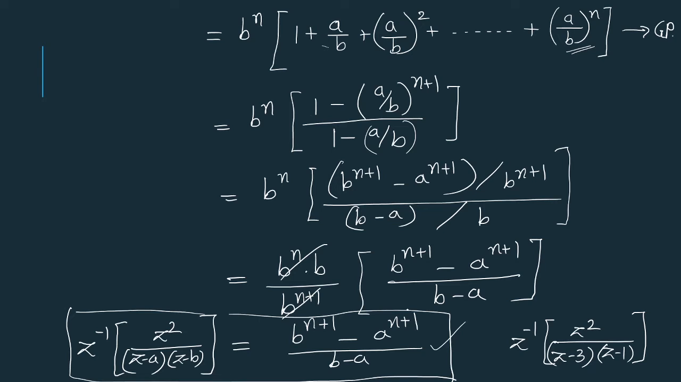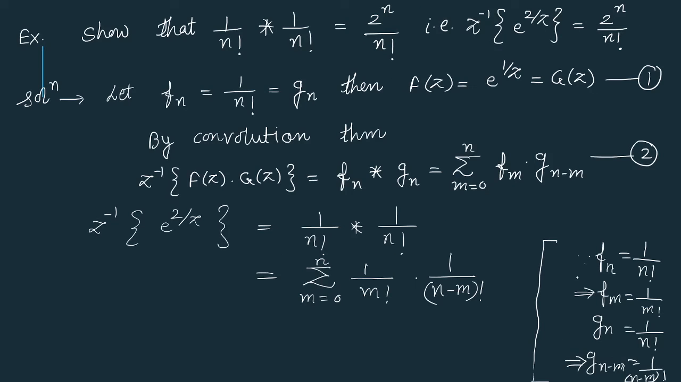Now here this is the generalized statement, that means a and b values. If we have given this example, z inverse of z square upon z minus 3 into z minus 1, that means here the value of a equal to 3 and b equal to 1. If we substitute this in this result, we get the required result, and if we solve the problem by the same method, then we get the required result. In this way, we solve the problems by using the convolution theorem.